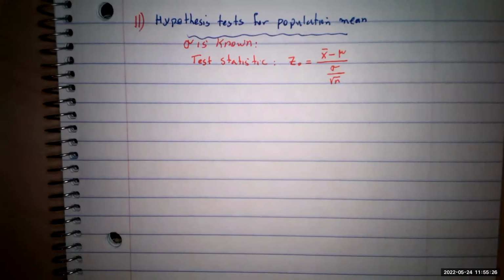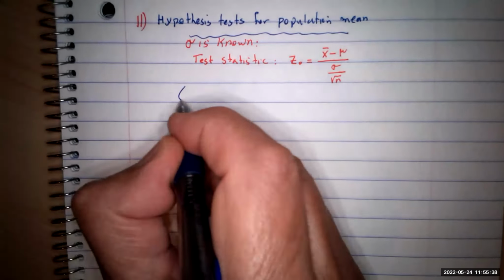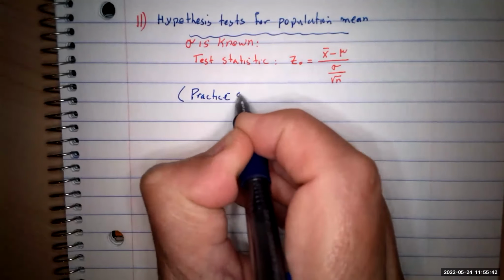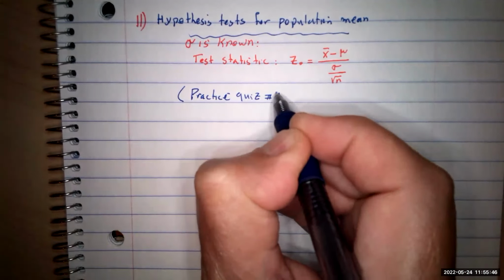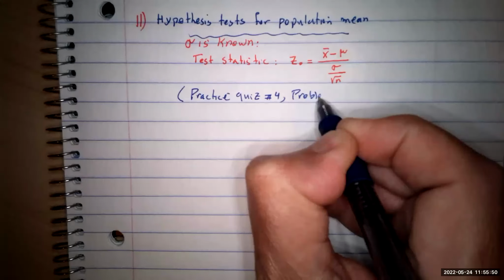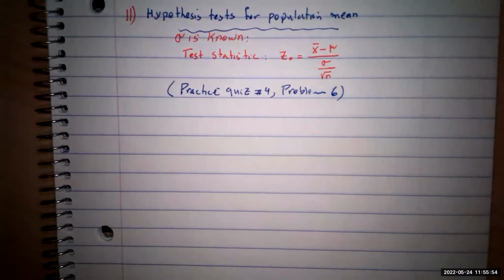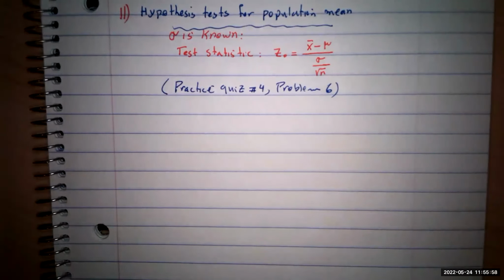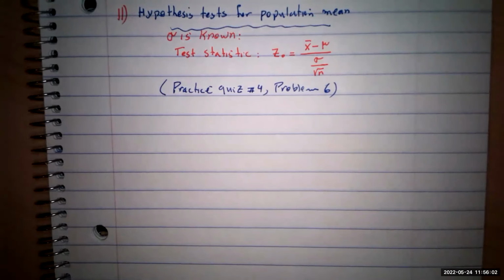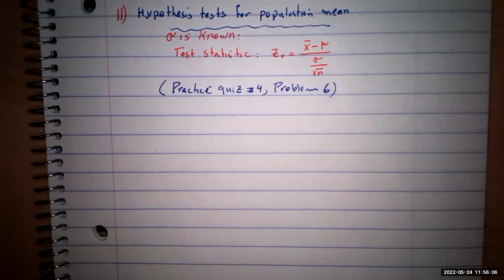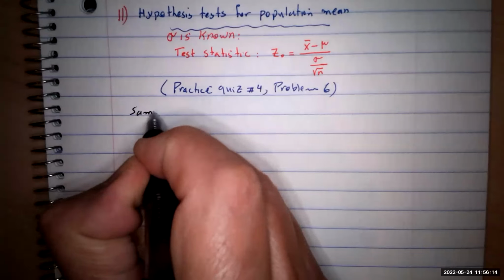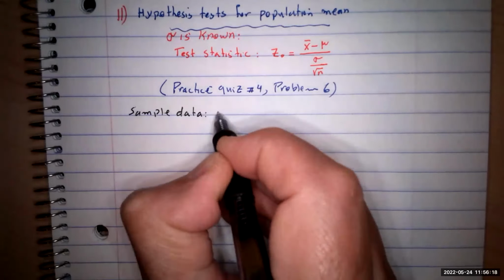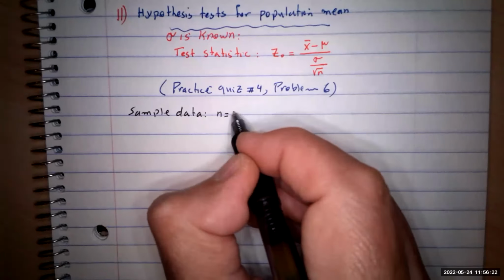Okay, so this is the problem on your quiz again, but I'm going to do it to explain it. This is number 6 on practice quiz number 4. But I'm going to explain it. You see, for this problem, you read it carefully to see there's going to be a claim at the end of the problem. So they want to know how tall college hockey players are. Okay, so we pick a sample of 14 hockey players. So the sample data.